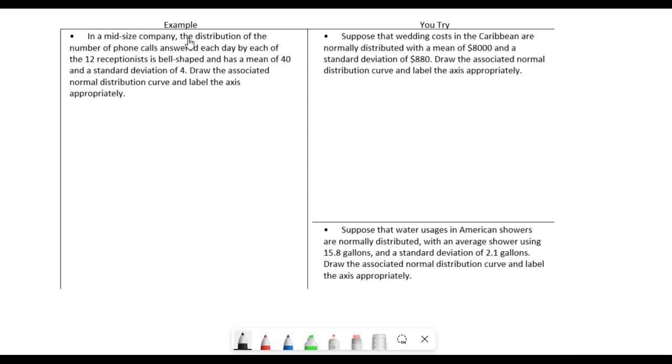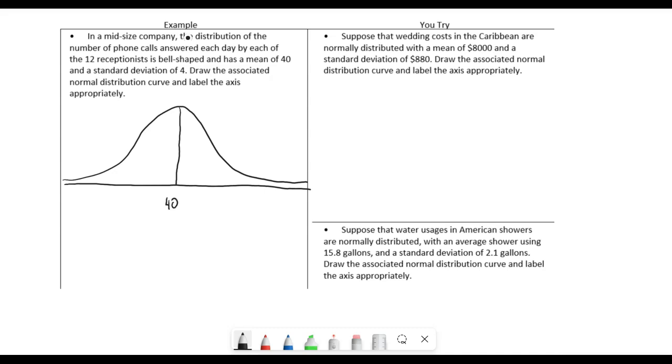Okay, so the associated normal distribution curve. I draw my distribution curves starting with a horizontal line and then the bell curve above that. And that gives me better looks than trying to do the bell curve and then the horizontal line. Right down the middle is the mean. In this case, the mean is 40.